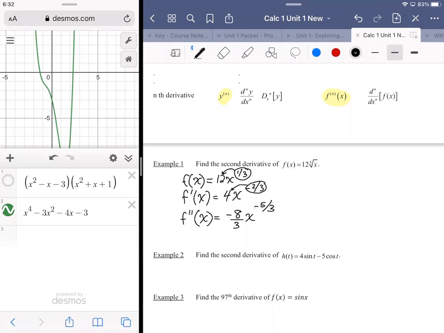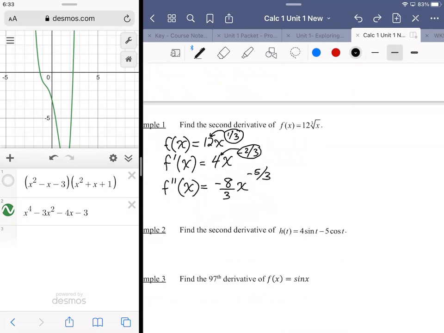I actually think you'll find if you know your basic trig rules, you'll probably find the trig cases to be a little bit simpler, at least for the basic situations like sines and cosines. Even though this one looks pretty scary, the 97th derivative, that's insane. But one thing at a time. Find the second derivative, h of t. So the independent variable is t instead of x, but it's going to take on the same role.